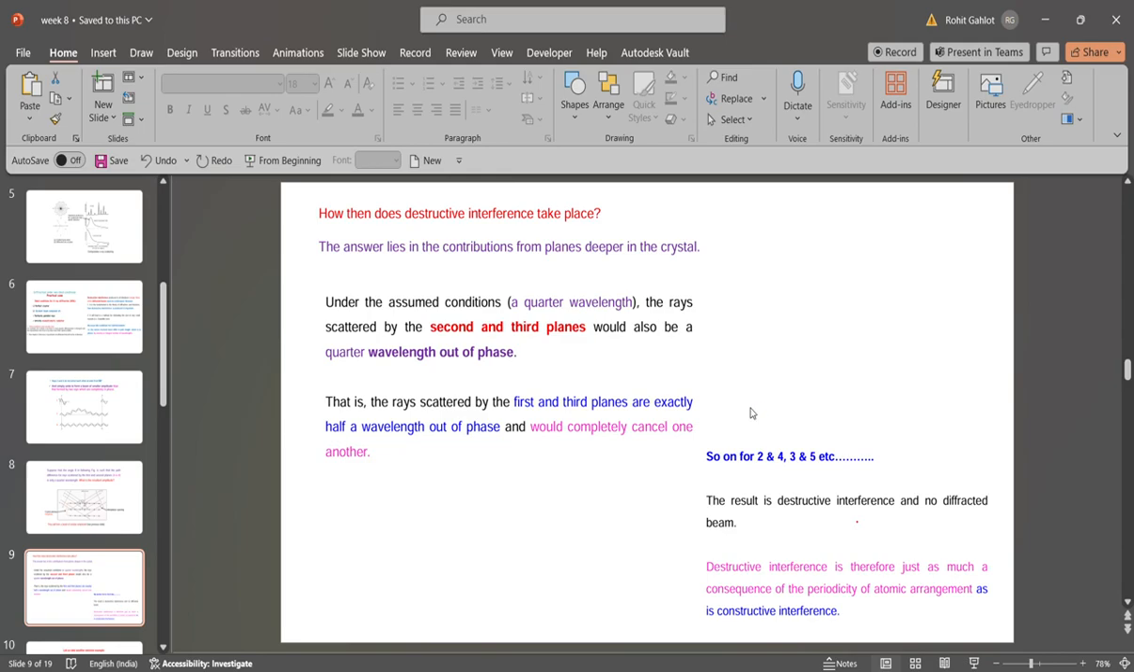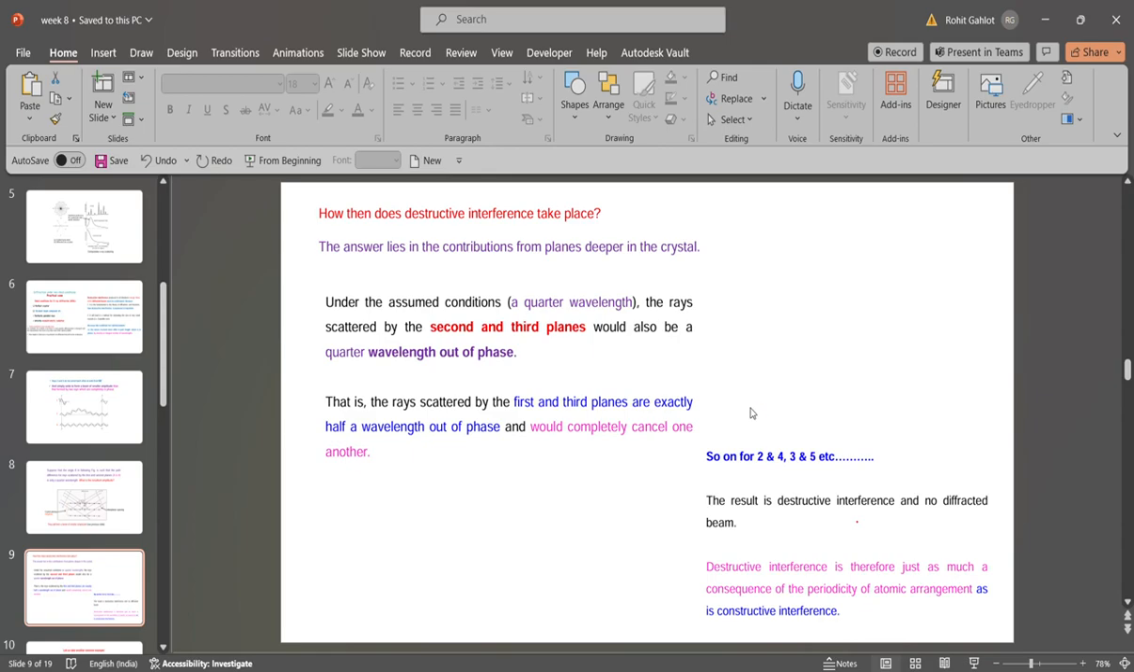The answer lies in the contribution from the planes deeper in the crystal. Under the assumed condition of a quarter wavelength, the rays scattered by the second and third planes would also be a quarter wavelength out of phase. So the rays scattered by the first and third planes are exactly half a wavelength out of phase and would completely cancel each other.